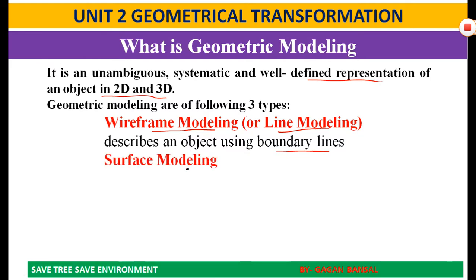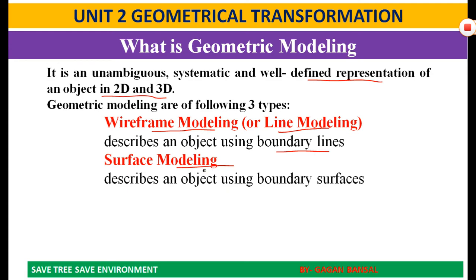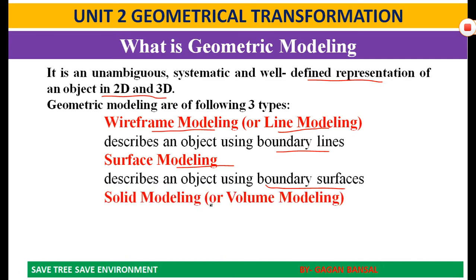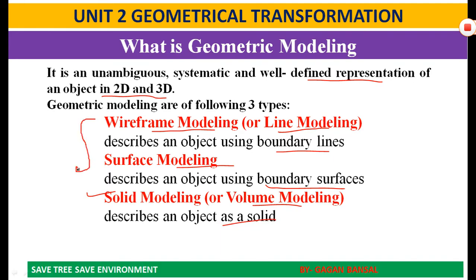Next is surface modeling. What is surface modeling? It describes an object using boundary surfaces. And third is the solid modeling, or we can say volume modeling. It describes an object as a solid. So we will be studying all these three in details along with its advantages and disadvantages. So let me start first with wireframe modeling.